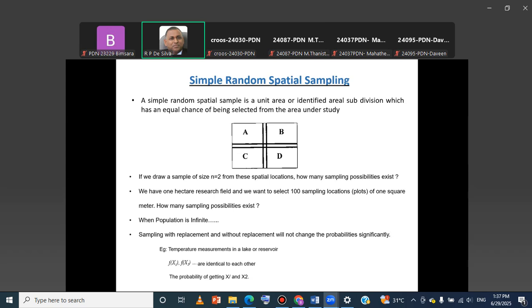Now I will give you an example. We'll take a smaller example. If there are 25 sample locations and we want to take 20 samples, how many possibilities exist? The total number of samples is 25 and we are going to take 20 samples at a time. Can you send the answer through chat?